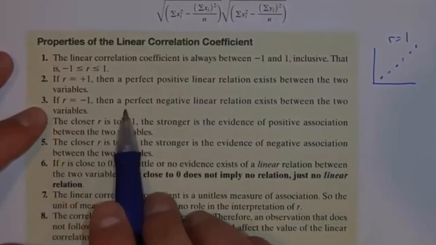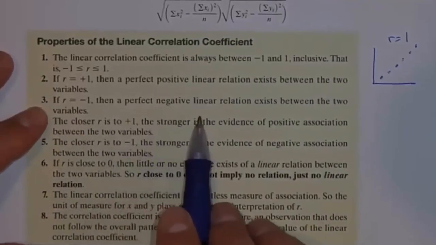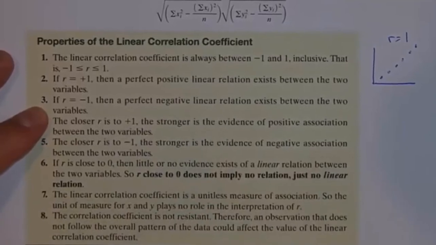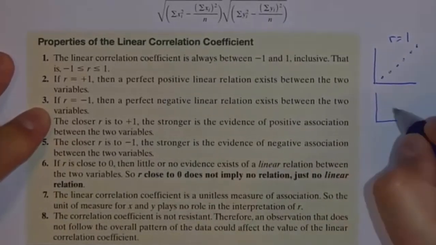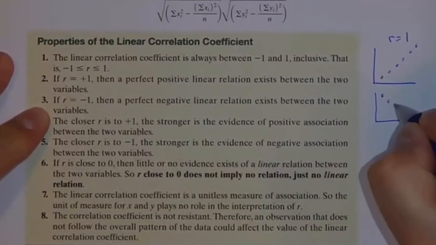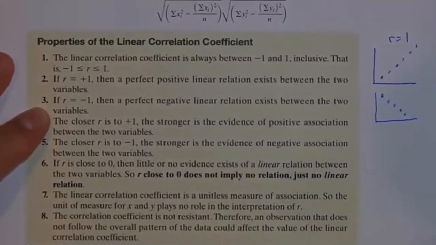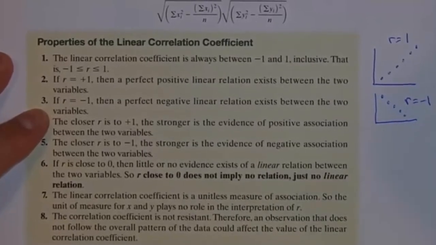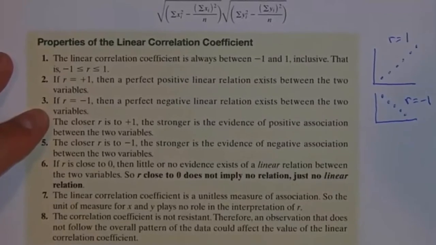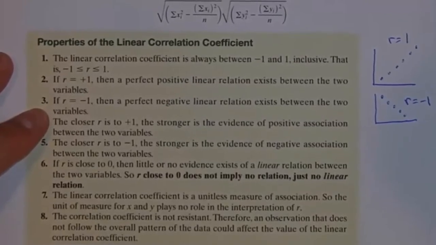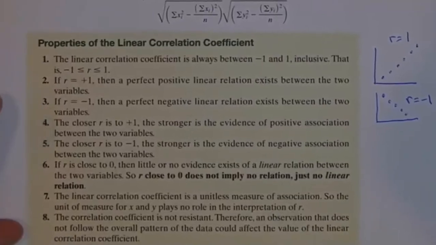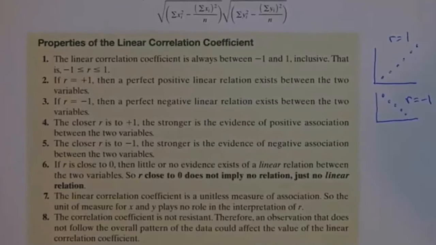If r equals -1, then there's a perfect negative relation that exists between the two variables. So if I have this set of data, when I plot it, it's in a perfect straight line, but we have a negative association. In this case, r equals -1. Now, how often do you think we get perfect in real data? Not very often. So normally, we're not going to get r equals 1 or r equals -1. Instead, we're going to get something in between as a general rule.